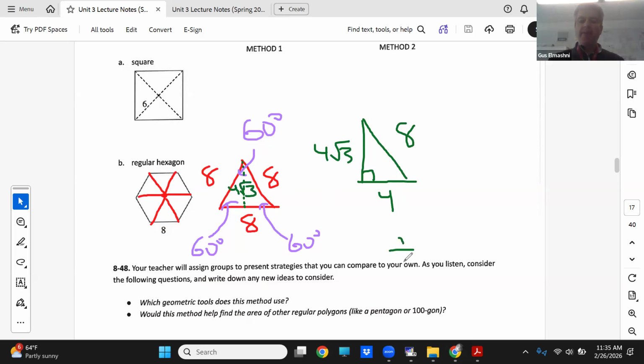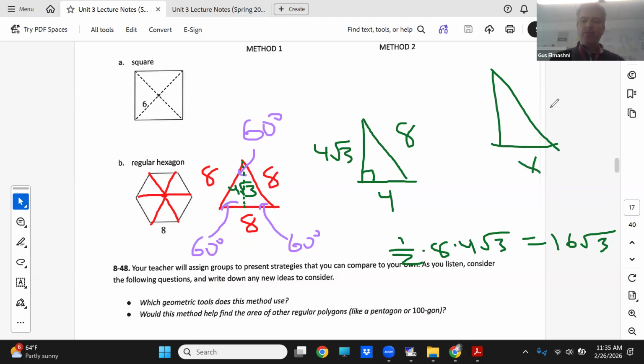So if I do 1/2 times the base times the height, I get 16 root 3. Nope, because the leg can't be more than the hypotenuse. That'd be impossible. That little part is 4. Correct, right. It's always double, right? Because the ratio goes like this: x, 2x, x root 3, not 2x root 3. That'd be physically impossible, right?